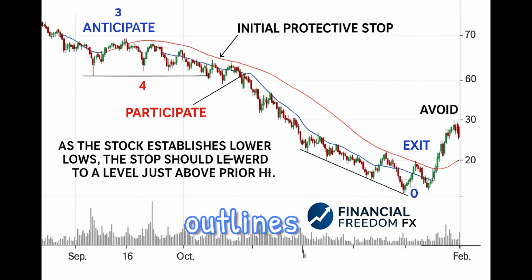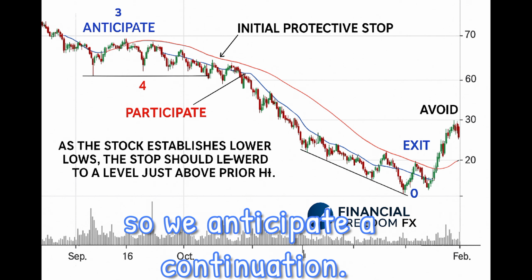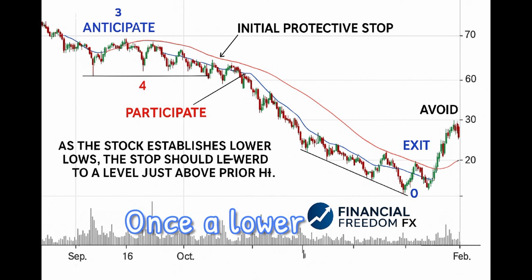This chart outlines a complete MTFA trading strategy: anticipate, participate, and avoid. In phase 1, the trend is bearish. Price forms lower lows and lower highs, so we anticipate a continuation. Once a lower high forms and price rejects resistance, we participate with a sell trade.